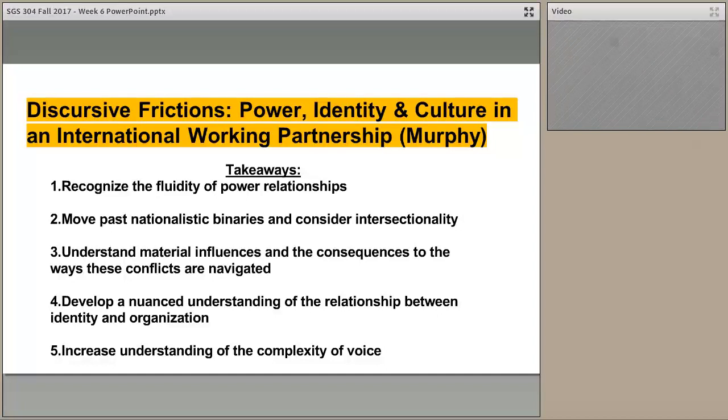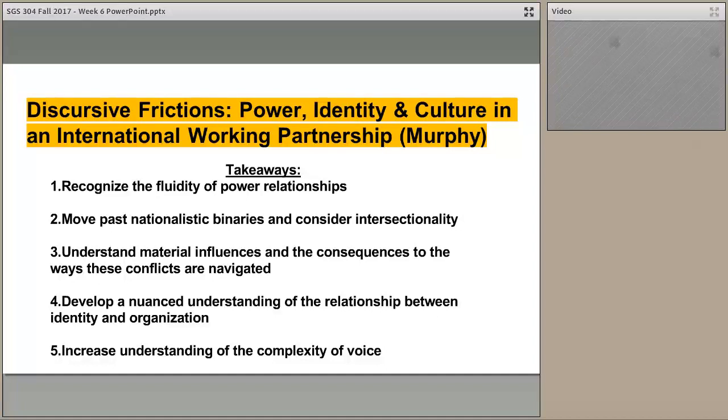Next, Murphy encourages us to move past nationalistic binaries and consider the importance of the intersectionality of identities. This wasn't just a case of an American group working with a Kenyan group, but it also involved issues related to secularism versus religion and other social identities. This involves the stakeholders having to negotiate the intersection of their sexual, religious, academic, and national identities and the power dynamics that exist within in order to advance the project.